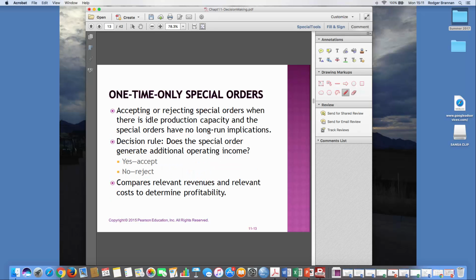Now, special order. The idea behind a special order is, am I willing to accept a lower price for something? And what are the long-term implications of that? Well, the major thing is I can't focus in on the difference in the sales price. If my normal sales price is $20, somebody offers to buy something from me for 12, okay, fine. I can choose to say yes or no. That's not the issue. The issue is, will the special order at that lower sales price still generate a positive contribution margin? If it will, then all things being equal, I'm better off by accepting it.